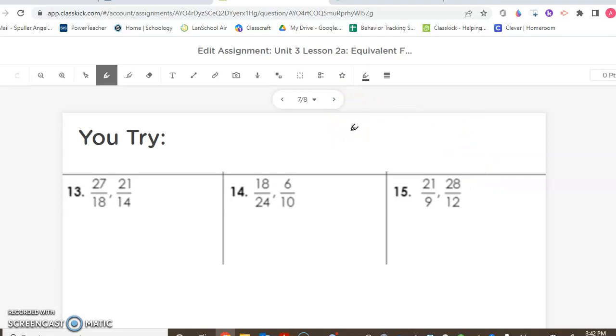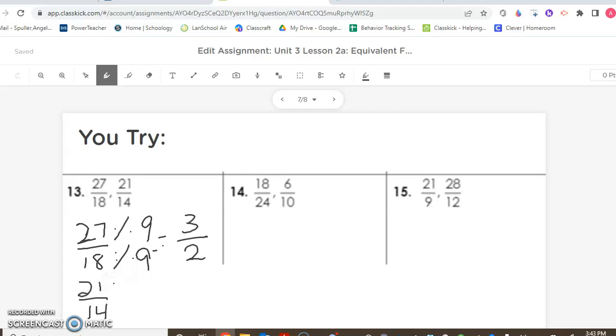All right, so for number 13, these are bigger numbers. I could multiply 27 times 14. That's going to get me really large numbers. So in this case, I think the best thing to do is to simplify. So 27 over 18. Well, I know that I can divide both of these by 9. Okay, so that's going to give me 3 over 2. Let's try 21 over 14. Well, I know I can divide both of these by 7, which is going to give me 3 over 2. So definitely equivalent.